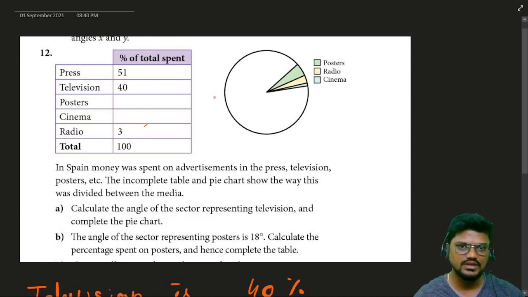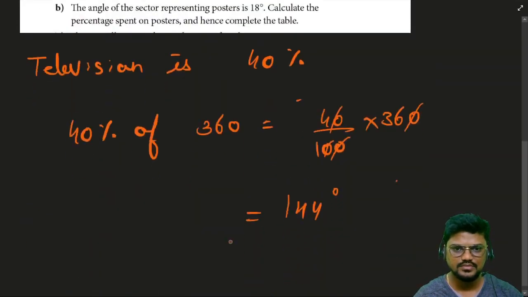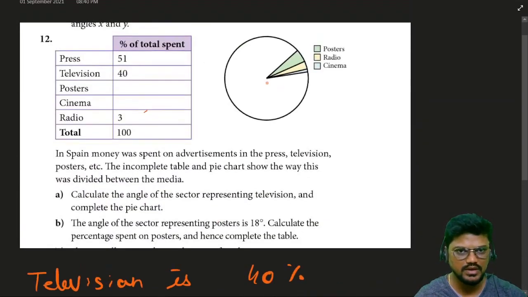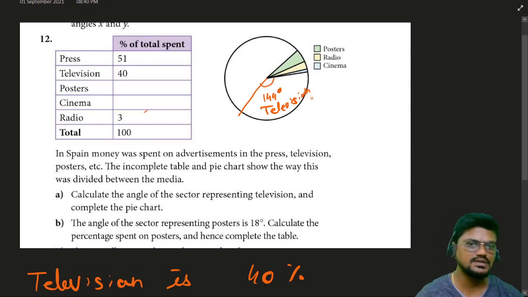So calculate the angle of sector representing television and complete the pie chart. For television, it is 144 degrees. This is television. We need to complete the pie chart over here. Now for poster, we don't know. The angle of sector representing poster is 18 degrees.